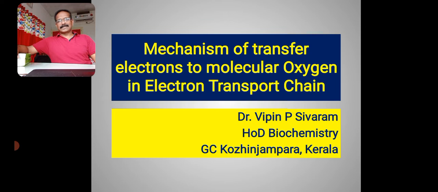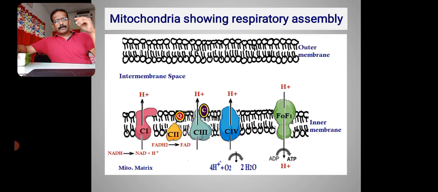In this edition, we will be discussing the mechanism of transfer of electrons to molecular oxygen, which happens during electron transport of cellular respiration. Now, we are familiar with this particular slide. We have discussed this in one of the earlier lectures, that the mitochondrial inner membrane is here, and the respiratory assemblies are arranged along the length of this mitochondrial inner membrane: the C1, C2, ubiquinone, C3 complexes, then the cytochrome C, a mobile carrier, another mobile carrier, then C4, the cytochrome C oxidase.